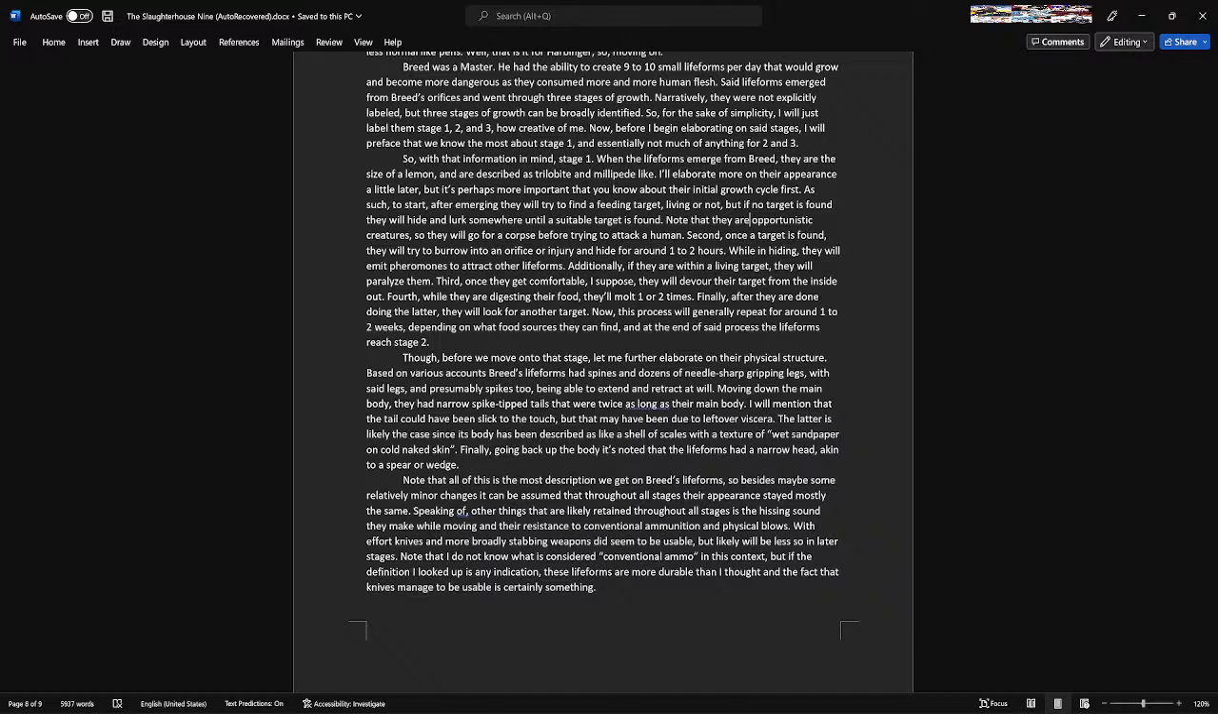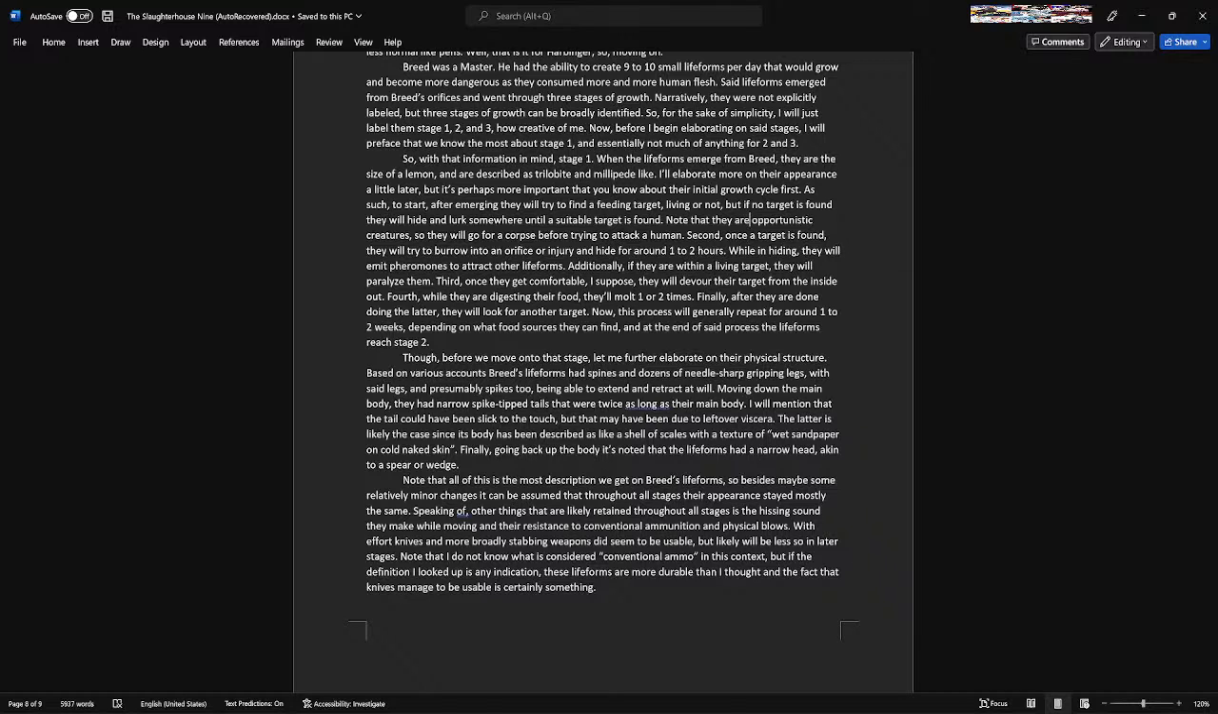Second, once the target is found, they will try to burrow into an orifice or injury and hide for around 1 to 2 hours. While in hiding, they will emit pheromones to target other life forms. Additionally, if they are within a living target, they will paralyze them.